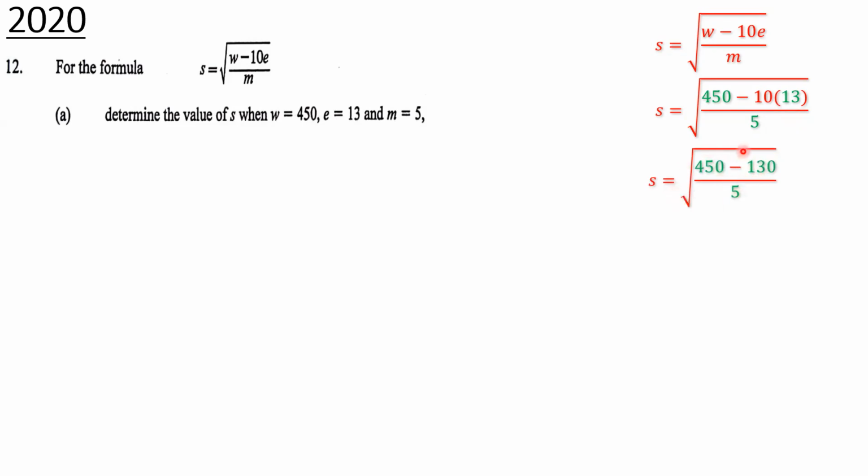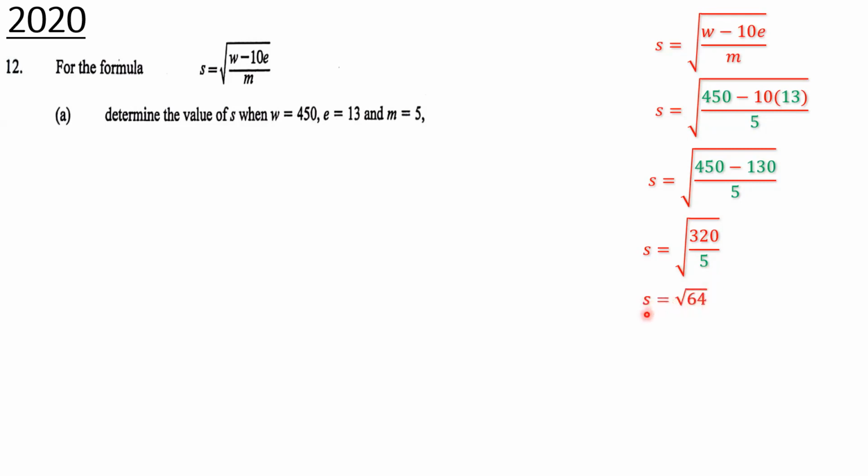Let's not forget the square root. And so what we're going to do is deal with the things that are in the square root first. So we say 450 minus 130, and 450 minus 130 is definitely 320. And so on top here, we're going to have 320, and we keep the 5 here. But we have to divide it. So 320 divided by 5. What is 320 divided by 5? That's going to be equal to 64.